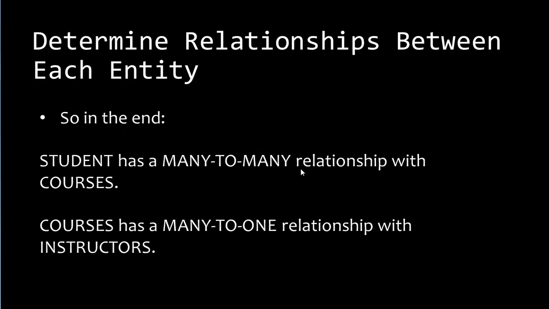All right. So in the end, what do we have? We basically said with our entity list of students, courses, and instructors that a student has a many relationship with courses, meaning a student can take many courses and a course can have many students. And in the end, courses has a many-to-one relationship, meaning that a course can have only one instructor. But then an instructor can teach many courses. Does that make sense? Look at that one more time.